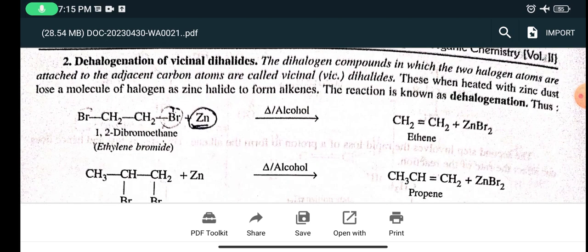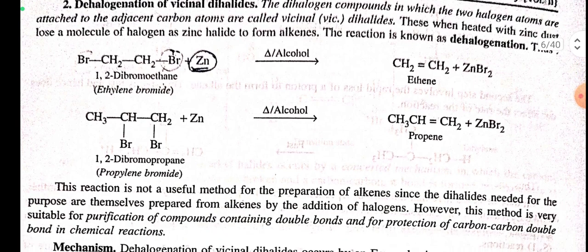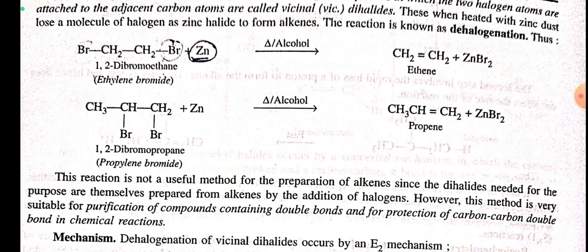Dehalogenation of vicinal dihalides. The dihalogen compounds in which two halogen atoms are attached to adjacent carbon atoms are called vicinal dihalides. These, when heated with zinc dust, lose a molecule of halogen as zinc halide to form an alkene. This reaction is known as dehalogenation. Thus, 1,2-dibromoethane reacts with Zn in the presence of alcohol to give ethene plus ZnBr2.